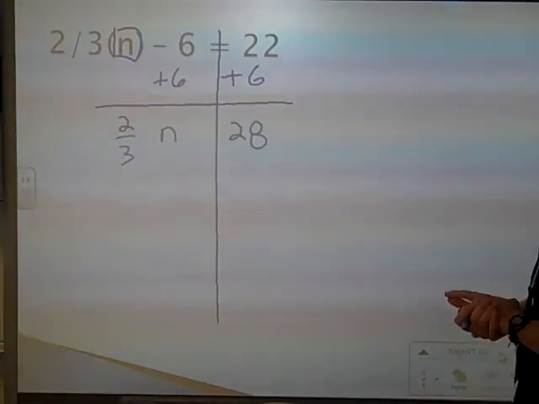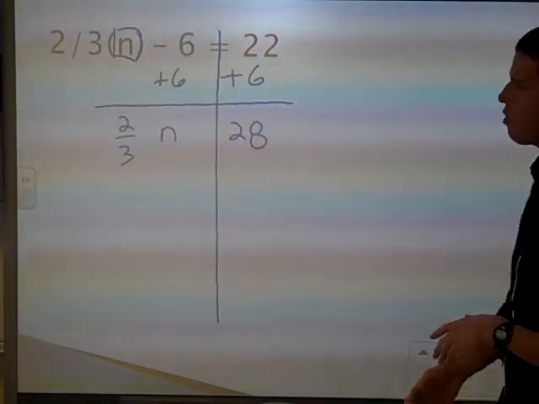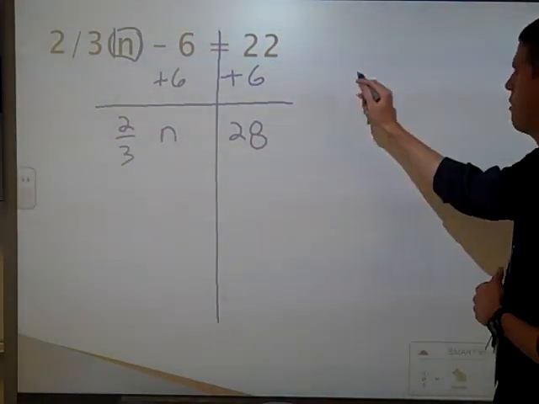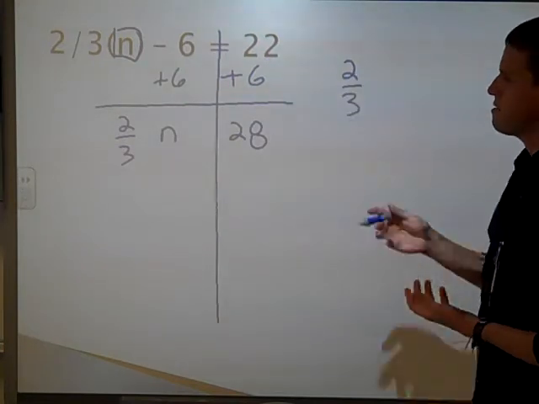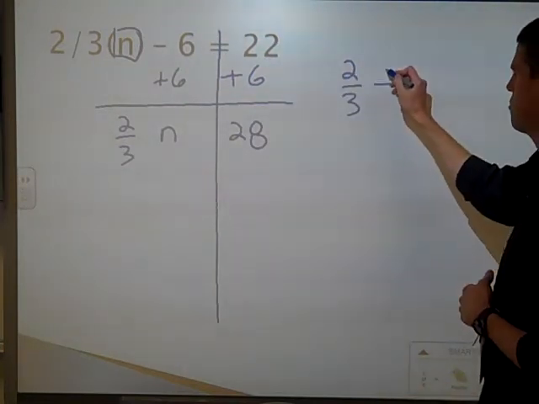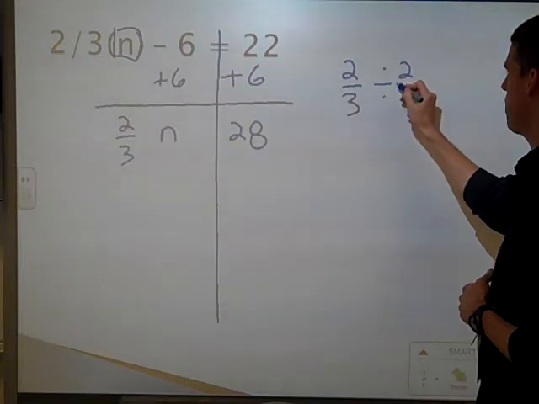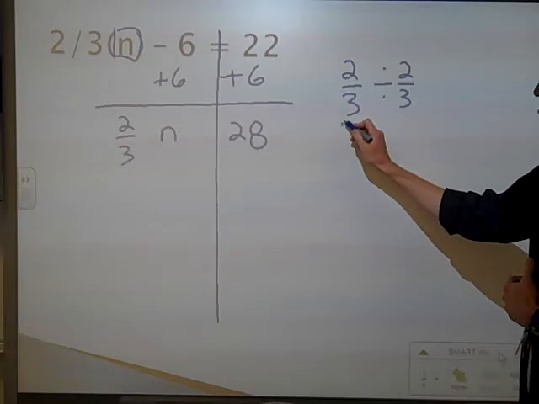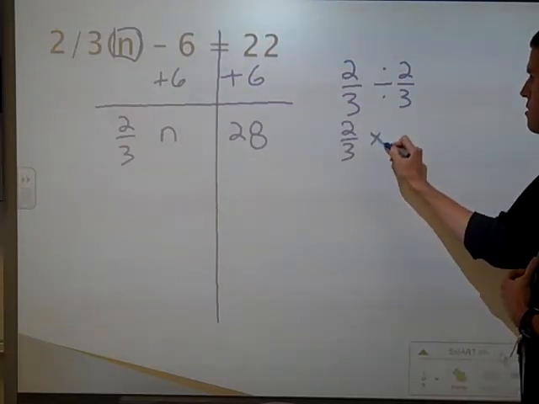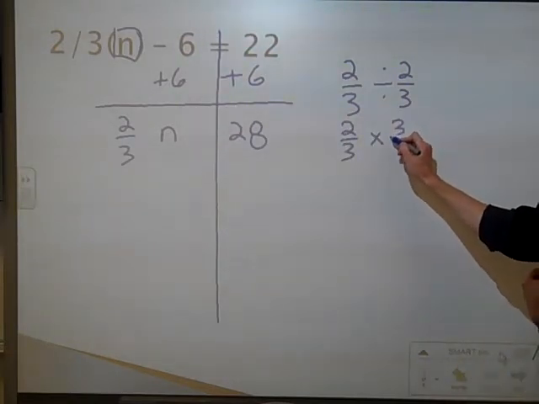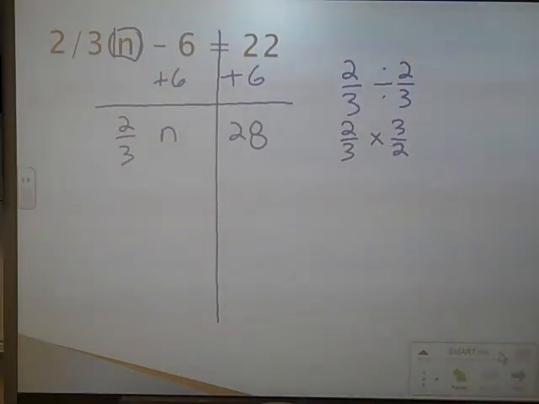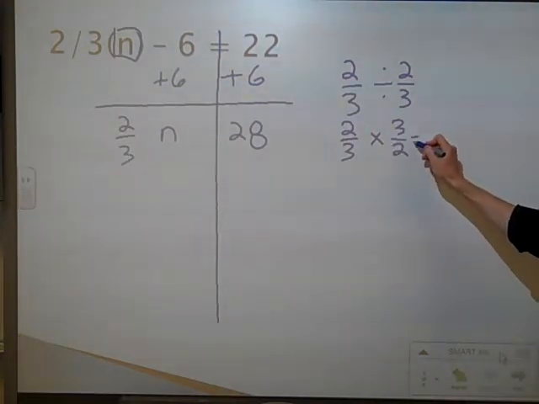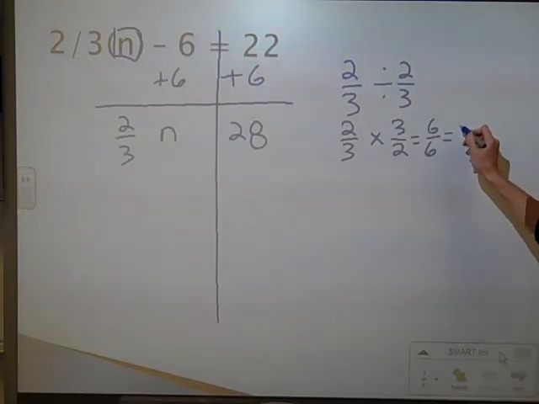Now I have 2/3 times n, so this is where it gets different. Normally I would have multiplication, I would divide because it's the opposite. So I would do 2/3 divided by 2/3. When we divide two fractions, we use our rule of keep, change, flip. I keep the first fraction, change it to multiplication, and flip it to 3/2 instead of 2/3. So that is going to equal 6/6, which is equal to 1.